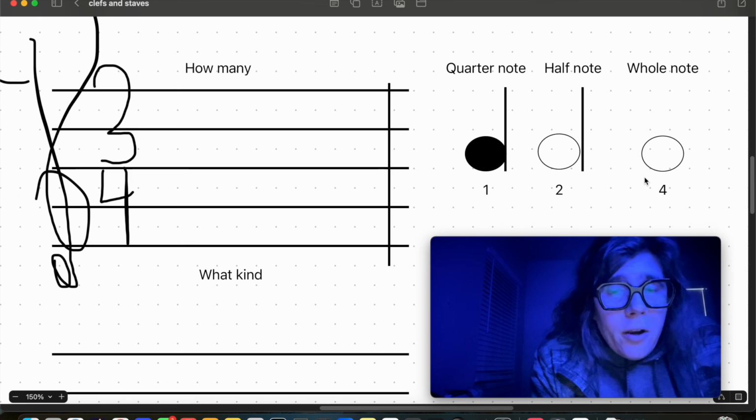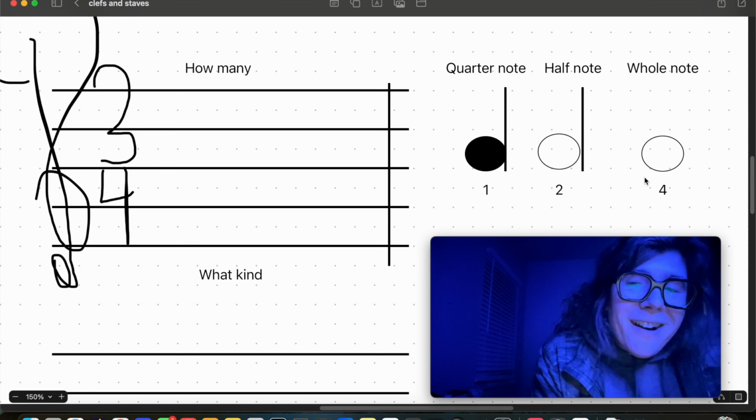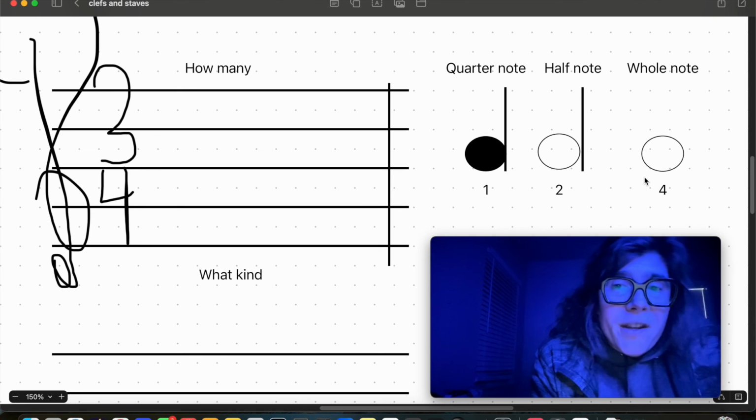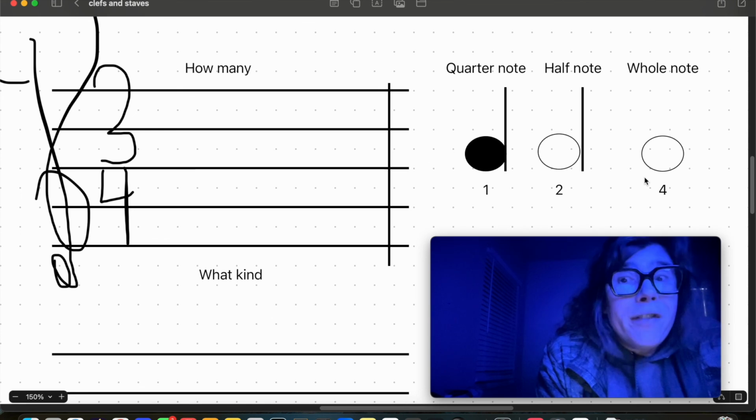In the next video, we'll talk with a little more precision about some other subdivisions that make use of other numbers and smaller note sizes. So that's all I have for this video.